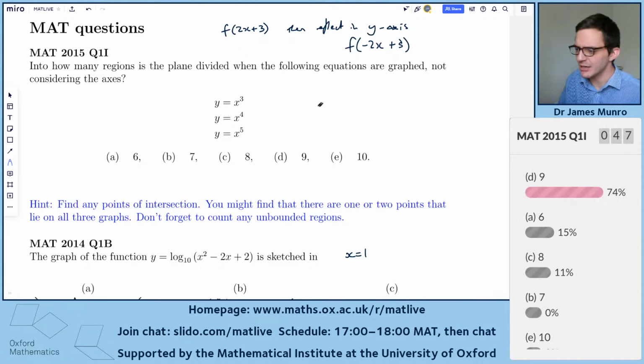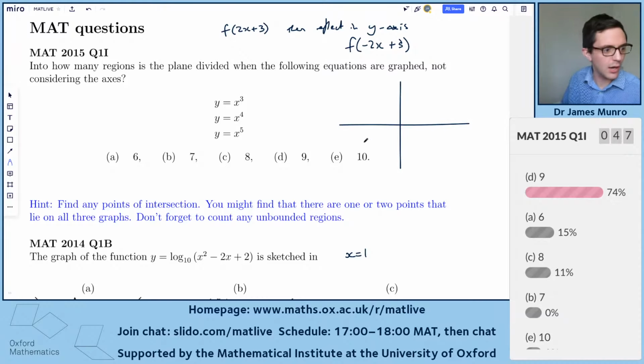Here's some curve sketching. I'm going to try and draw those 3 polynomials. I think this question is quite tough. We're at 74% agreeing with one answer, and there's a bit of a struggle between 6 and 8 as well.